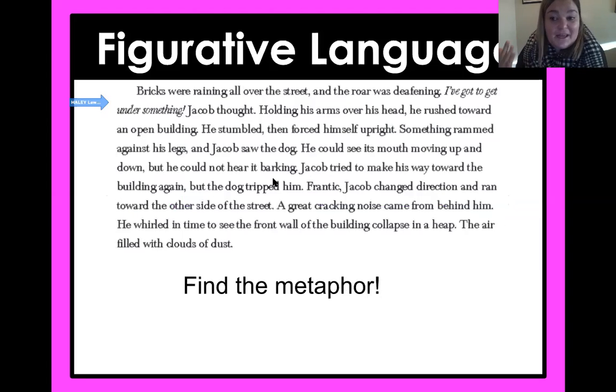Now let's look for a metaphor. So this is comparing two things not using like or as. See if you can figure it out.